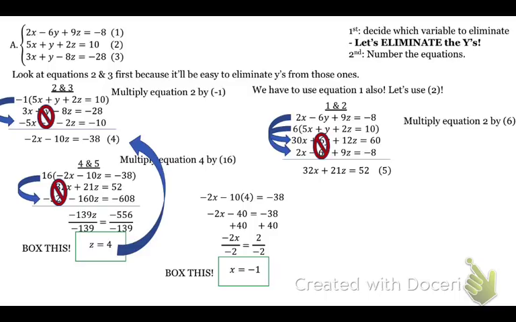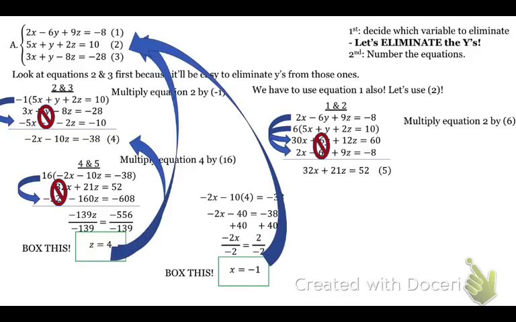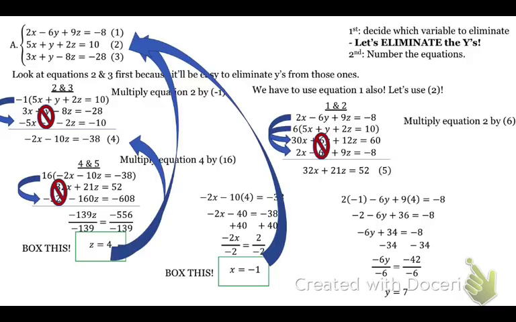I just need to solve for the first one that I eliminated. So I'm going to plug both of those numbers into one of those top equations. Doesn't matter which one, just one of them. So I'm going to have 2 times negative 1 minus 6y plus 9 times 4 equals negative 8, which is negative 2 minus 6y plus 36 equals negative 8, which is negative 6y plus 34 equals negative 8. Subtract that 34. Negative 6y equals negative 42. Divide by negative 6. Y equals 7. We're going to box that also.